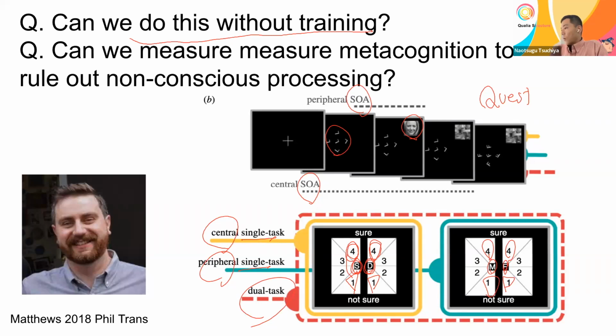And then what do you think in this case? For example, if you're doing this letter task at the same time as this face task in the periphery, like the case of the animals, do you think that it's possible to do both at the same time or not? So let's get the poll.